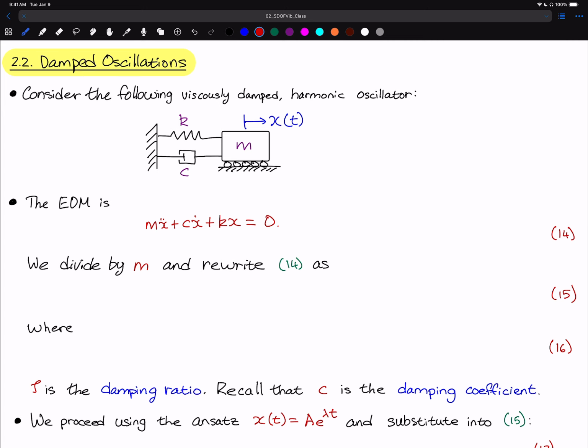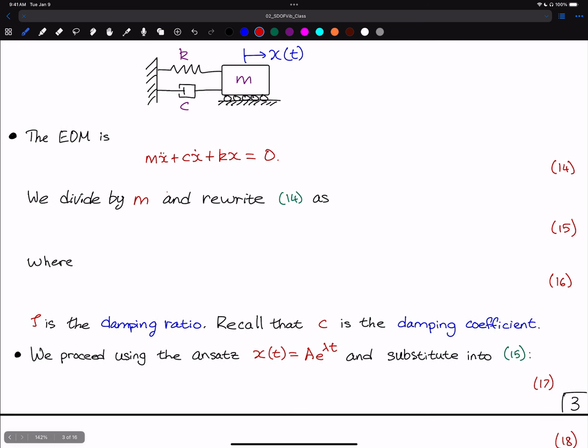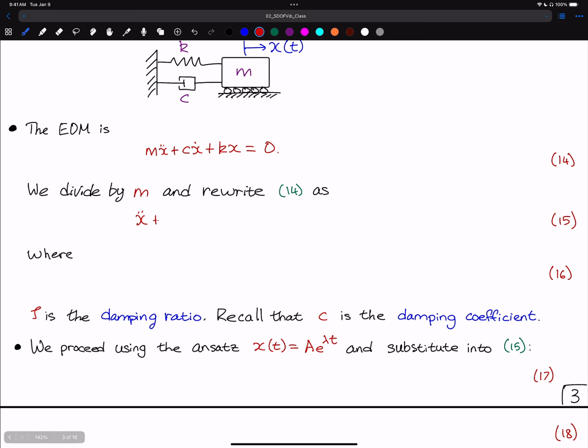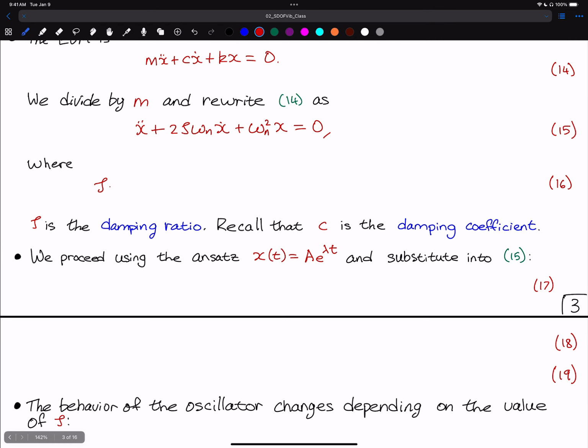We're going to divide by m, and we're going to rewrite equation 14 as x double dot plus 2 zeta omega n times x dot plus omega n squared x, and that is equal to 0 still, where here zeta is the damping ratio, and it is equal to c divided by 2 m omega n, also equal to c divided by 2 square root of k times m, and of course c over m must be equal to 2 zeta times omega n.